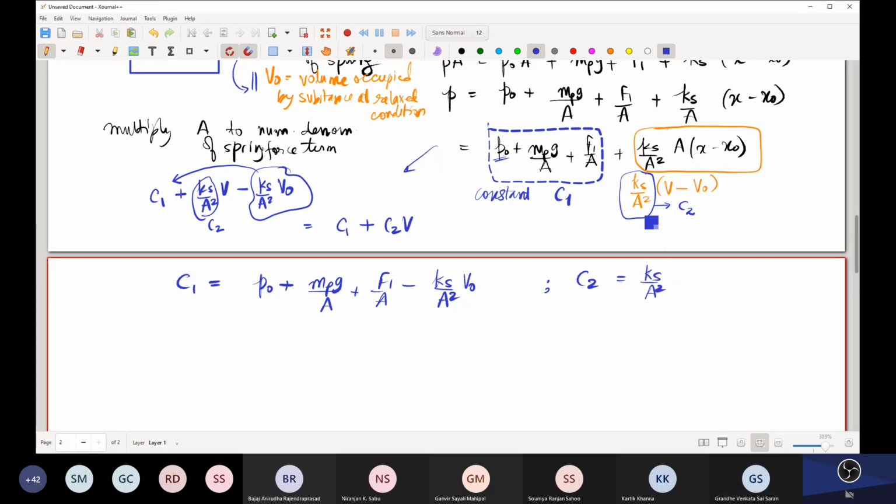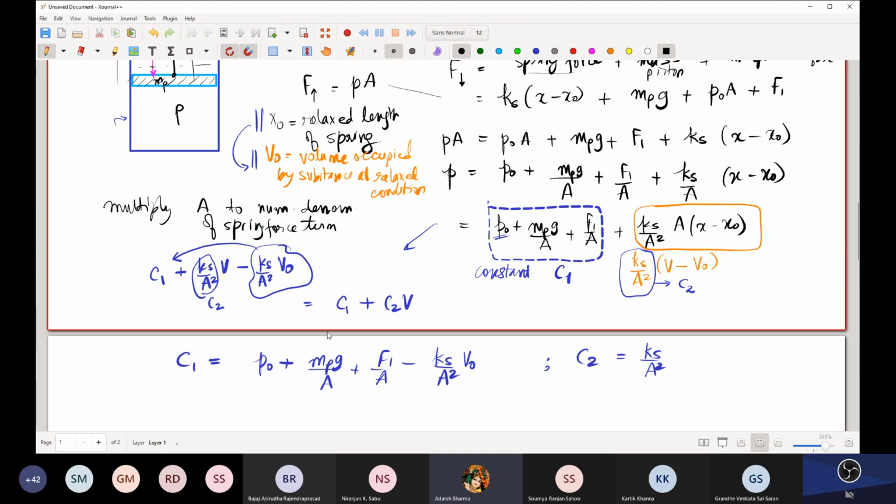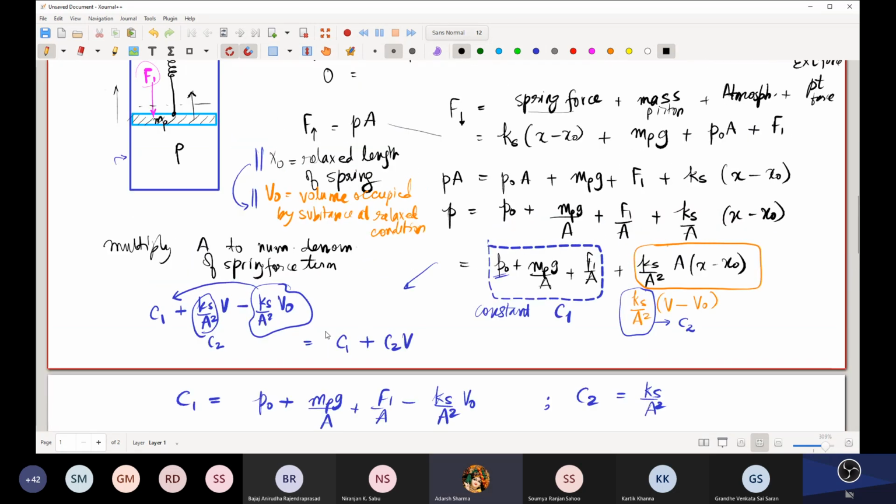Okay? Hello, sir, I have a doubt. So here you said that x naught is the original length of the spring, and then you said that V naught will be the volume occupied by the substance at relaxed condition. Isn't V naught the volume of the upper part?